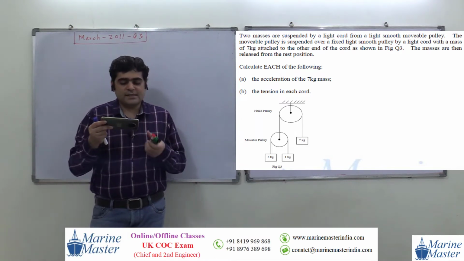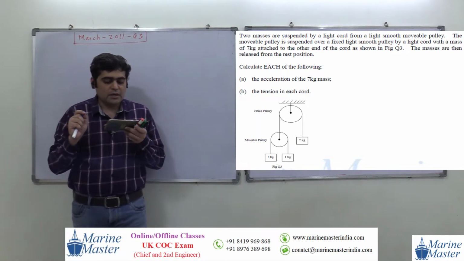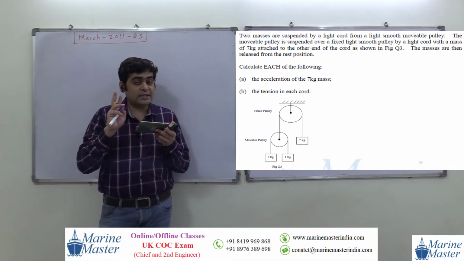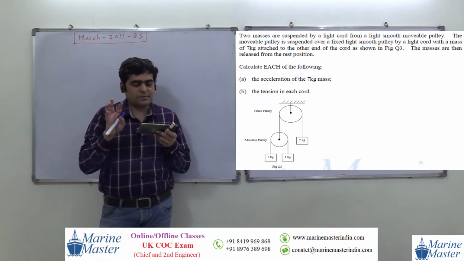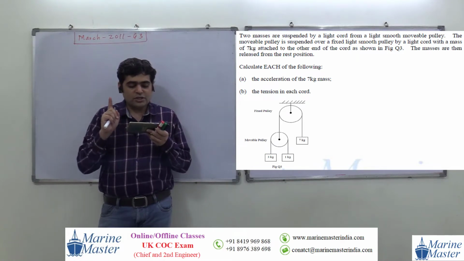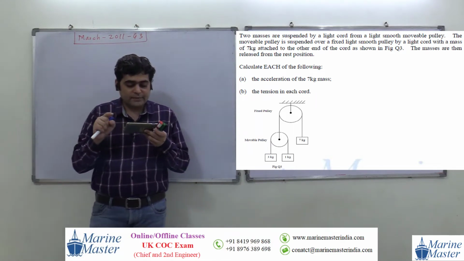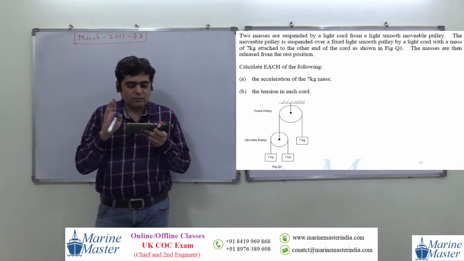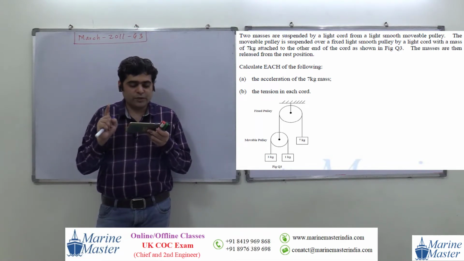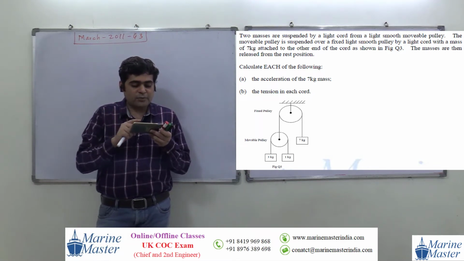Two masses are suspended by a light cord from a light smooth movable pulley. See, here we have two pulleys in this question. One pulley is movable, another one is fixed. The movable pulley is suspended over a fixed, light, smooth pulley. See what they are saying? The movable pulley is also smooth, and the other pulley is a fixed smooth pulley.